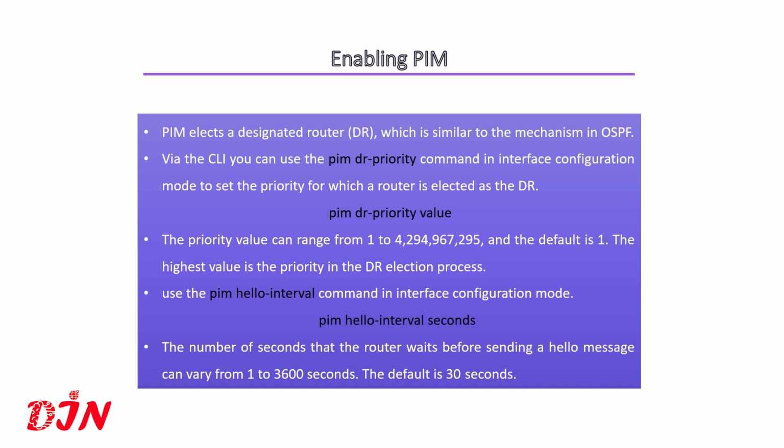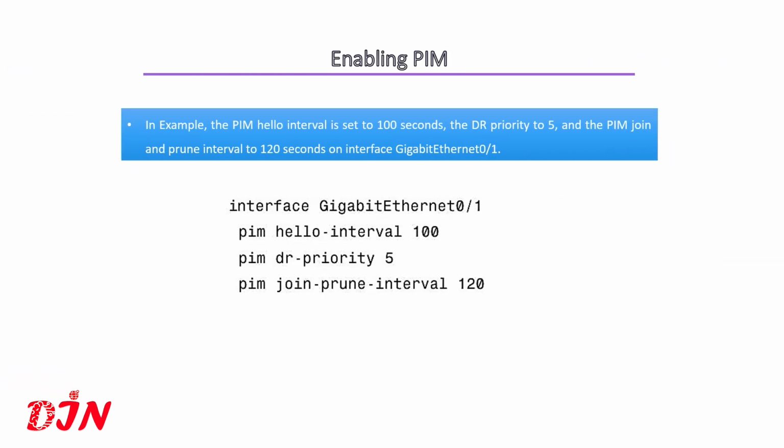The Cisco ASA sends PIM hello messages to the neighbor routers. To configure the frequency of PIM hello messages, use the pim hello-interval command in the interface configuration mode. The following is the command syntax. The number of seconds that the router waits before sending a hello message can vary from 1 to 3600. The default is 30 seconds. In the example, the PIM hello interval is set to 100 seconds, the DR priority to 5, and the PIM join-prune interval to 120 seconds, on interface GigabitEthernet 0/1.